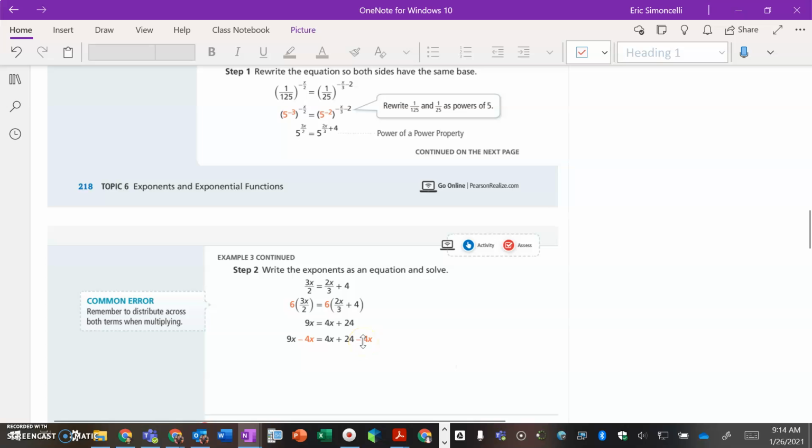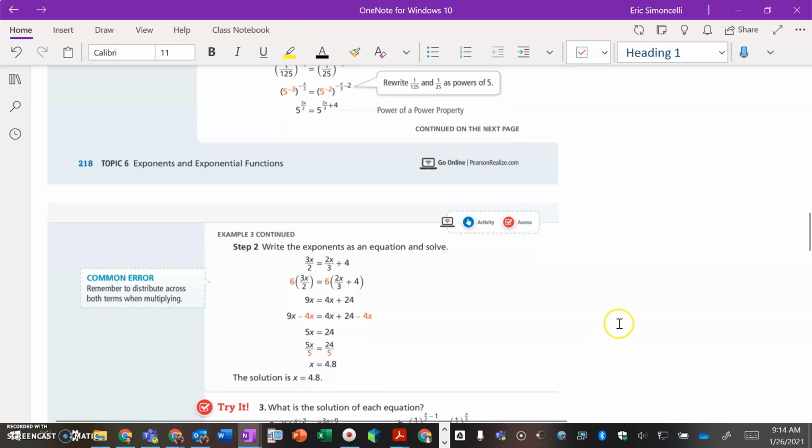Simply subtract 4x, and then of course divide by 5, and then in the end you end up with x equals 4.8. We will continue this synchronously, but I urge you also to take a look at some of those properties of exponents, which we will also be discussing together, just to kind of bring a lot of these ideas together as a class.